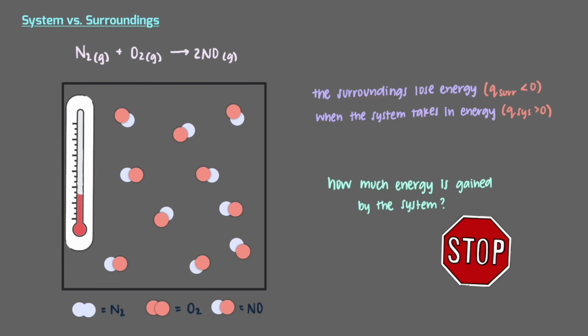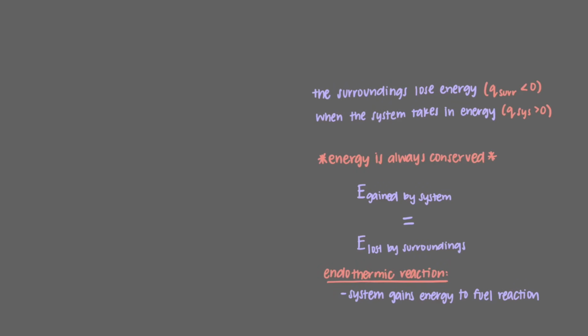How much energy is gained by the system? Energy is always conserved. This means that the amount of energy gained by the system is the same amount of energy that is lost by the surroundings. When the system gains energy, that fuels the reaction, making it happen. The surroundings, since they've lost energy, get colder.